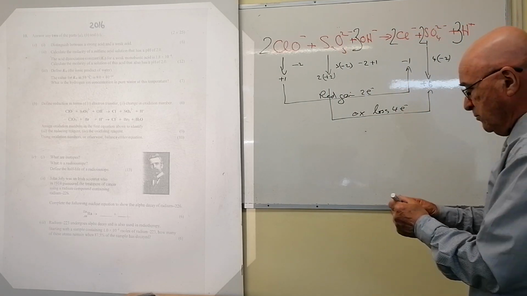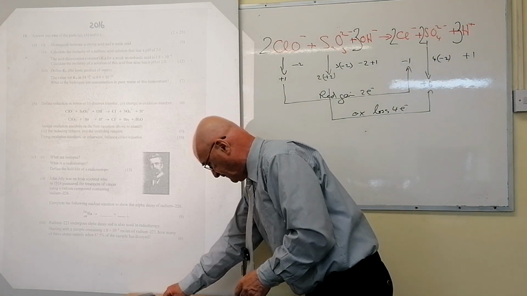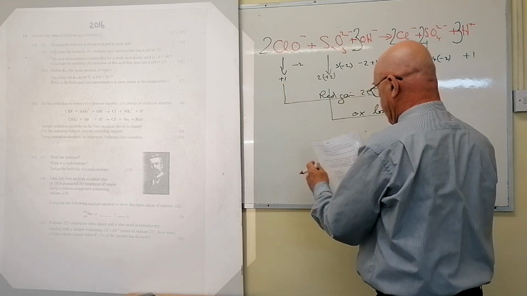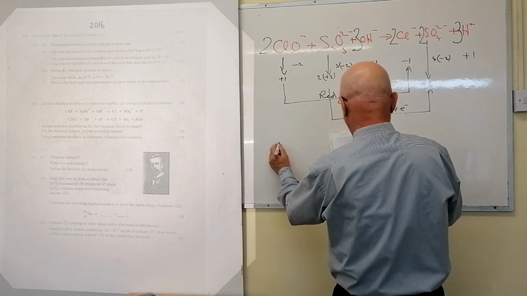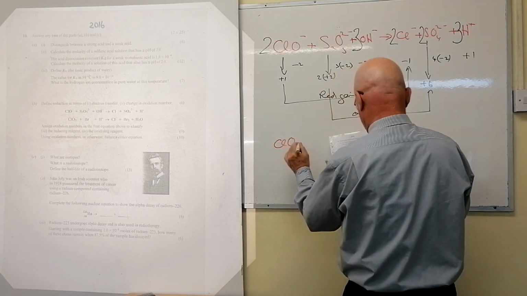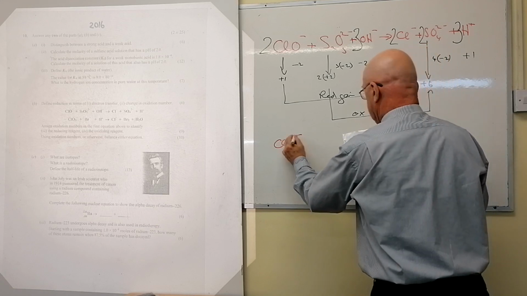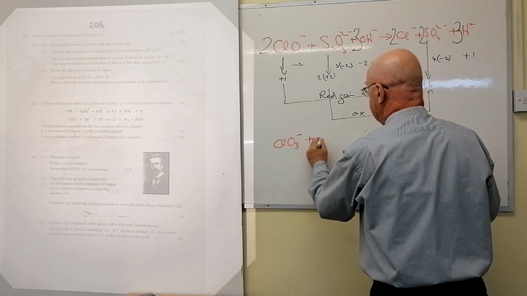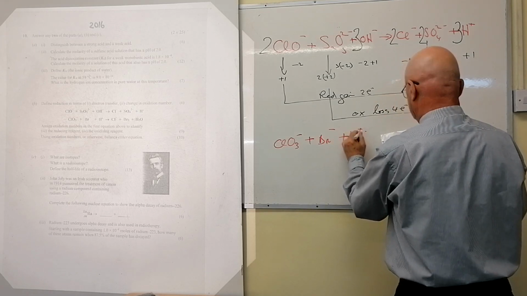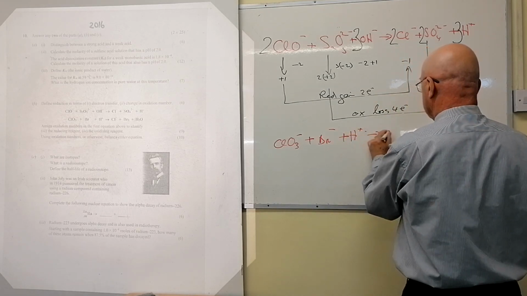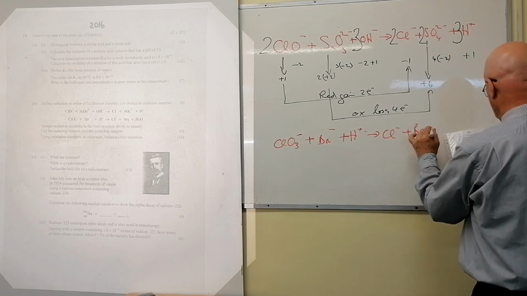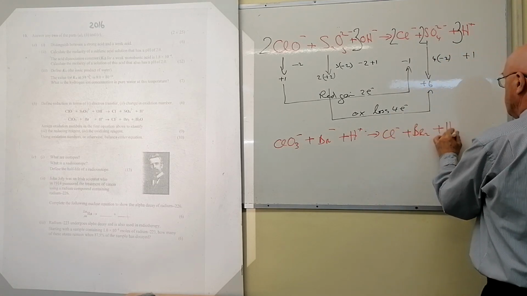I'm going to take the second one for you and see how you'll balance it. The second equation has a different chlorine ion, okay? This is the chlorate ion, ClO3. ClO3 minus plus Br minus plus H plus goes to Cl minus plus Br2 plus H2O.